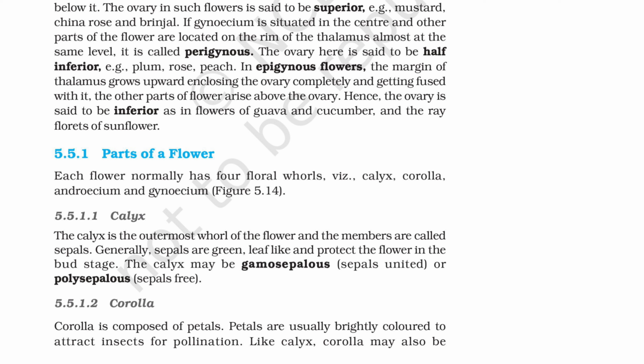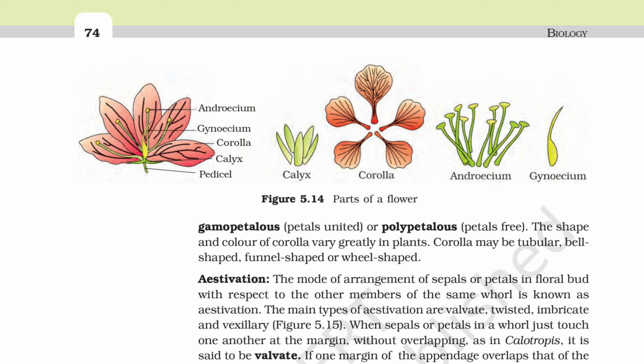Corolla. Corolla is composed of petals. Petals are usually brightly colored to attract insects for pollination. Like calyx, corolla may also be gamopetalous, petals united, or polypetalous, petals free. The shape and color of corolla vary greatly in plants. Corolla may be tubular, bell-shaped, funnel-shaped or wheel-shaped.